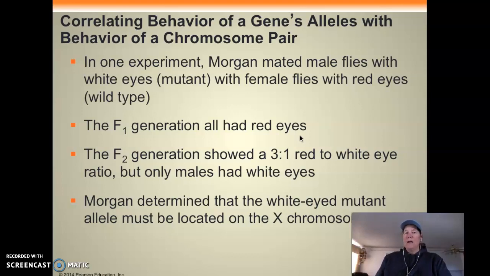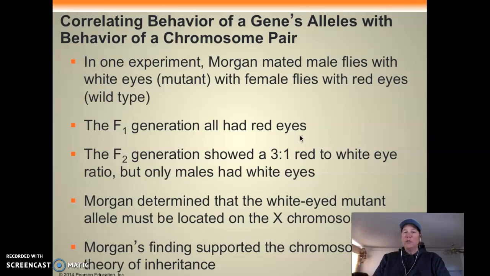Okay, the white-eyed mutant or the recessive must be located on the X chromosome. Okay, so what Morgan's really given credit for is he discovered what we call sex-linked traits. Okay, and what a sex-linked trait means is the characteristic is found... Remember, we have our autosomes, our regular chromosomes. In this case, in the fruit flies, they'd have 3 sets of autosomes, and then their last set is their sex chromosomes. Well, if a characteristic is on the sex chromosomes, the inheritance is a little different.